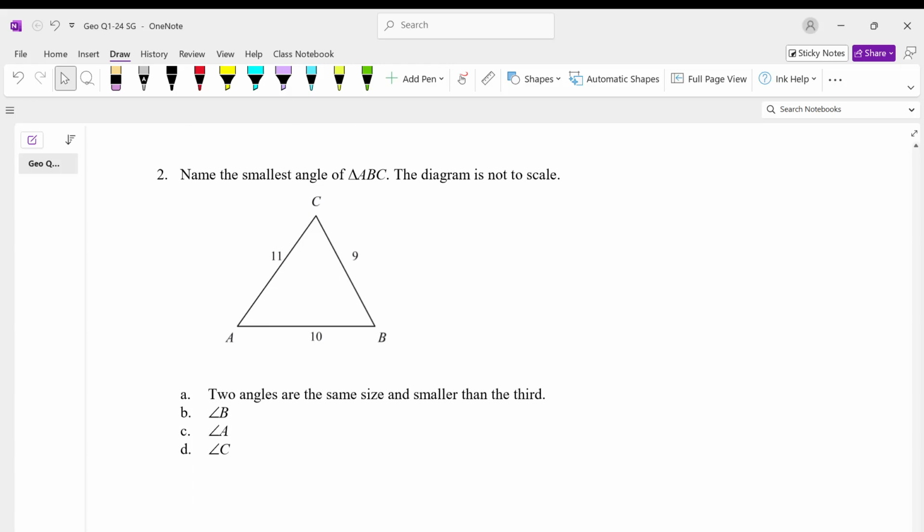Problem number 2 asks you to name the smallest angle of the triangle. The smallest angle is going to be opposite the shortest side. Side CB is the shortest side, and the angle opposite of CB is angle A.